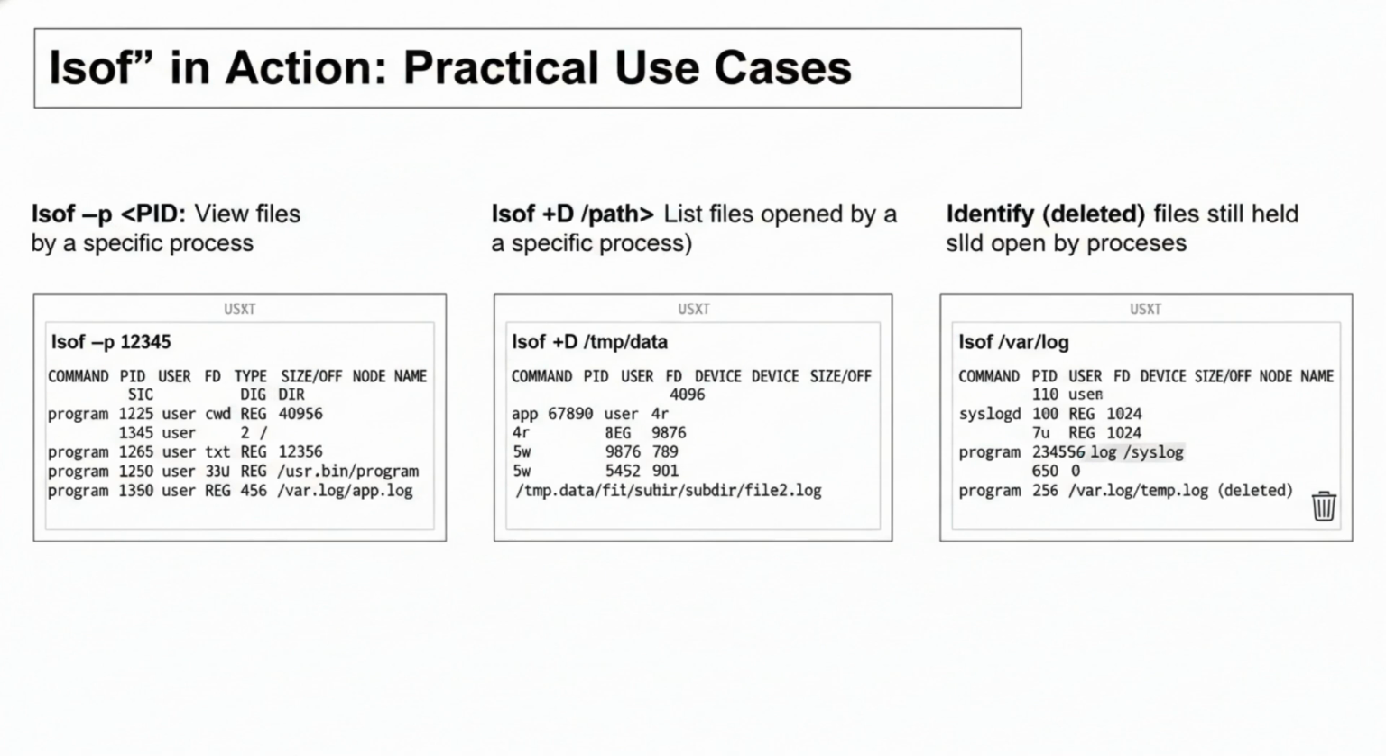Another powerful capability is finding deleted files that are still open. These files, while removed from the directory structure, continue to consume disk space and FDs until the process holding them closes them. lsof will flag these as deleted in its output, helping you identify potential resource leaks.